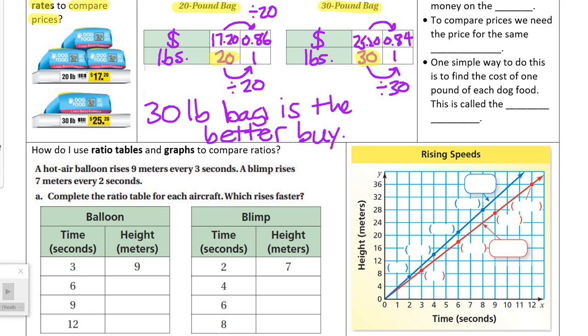Remember, we always put money on the top or in the numerator. To compare prices, we need the price for the same pounds, right? Same weight. One simple way to do this is to find the cost of 1 pound of each dog food. This is called the unit rate.